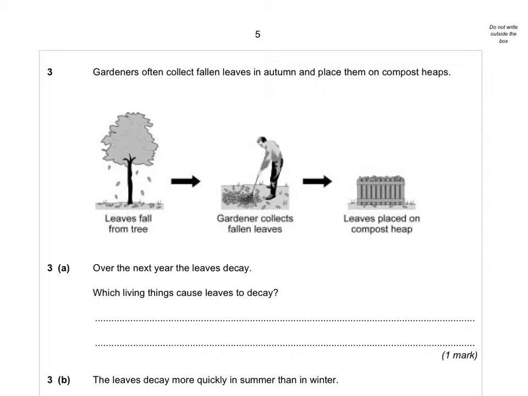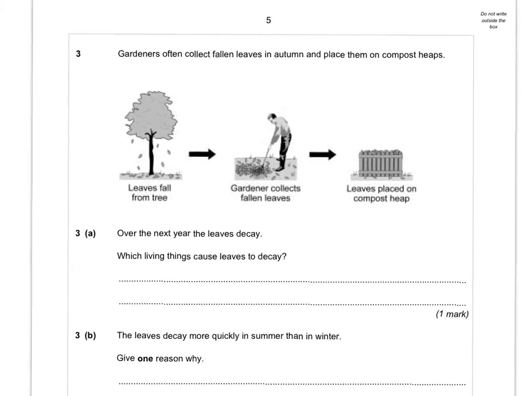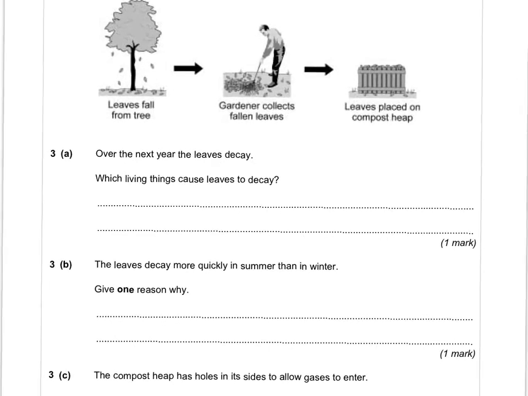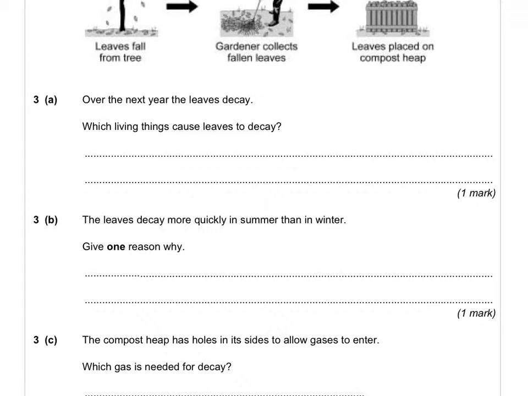Question 3. Gardeners often collect fallen leaves in autumn and place them on compost heaps. Over the next year, the leaves decay. Which living things cause leaves to decay? Range of answers you could have had for this one. You could have had microbes or microorganisms.